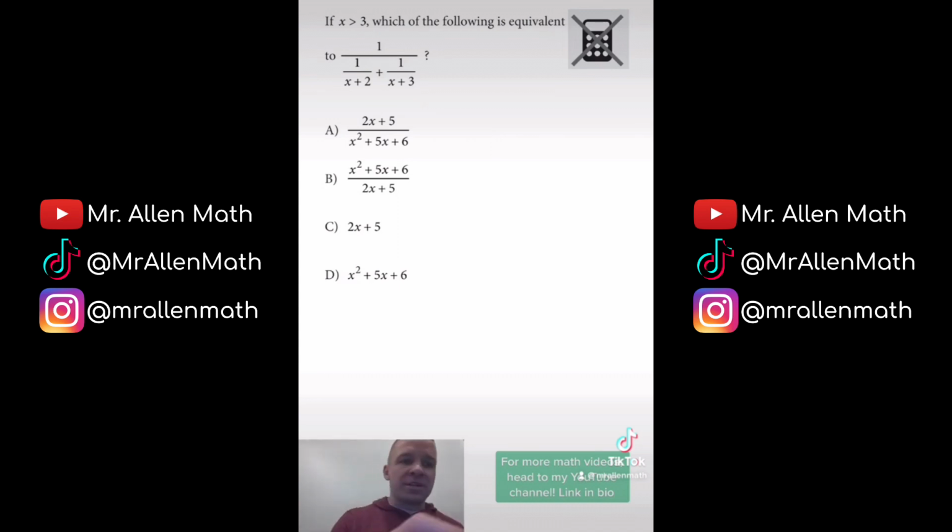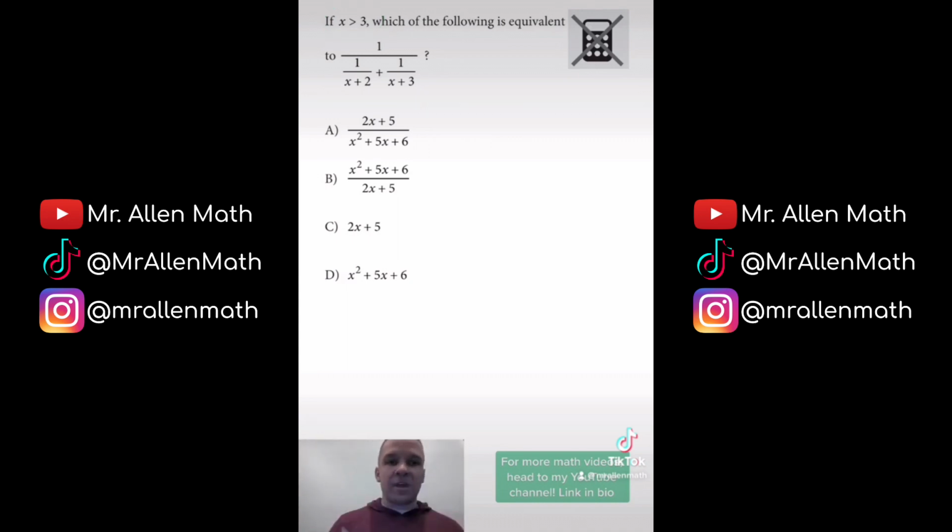First thing I want to address here is this x is greater than 3. What does that do for me in this problem? Well, that just makes sure that my expression is defined. There's no way that my denominators, the x plus 2 or the x plus 3, can become 0 if all my x values are always greater than 3. So really that doesn't play a role in the algebra that you're about to do, but they do list that in order to make sure that the expression here is defined.